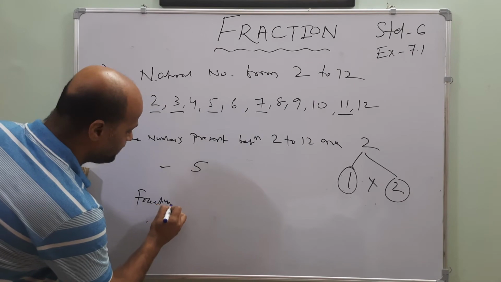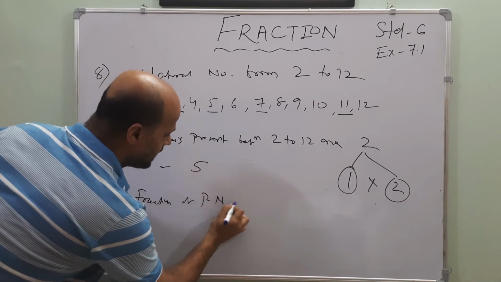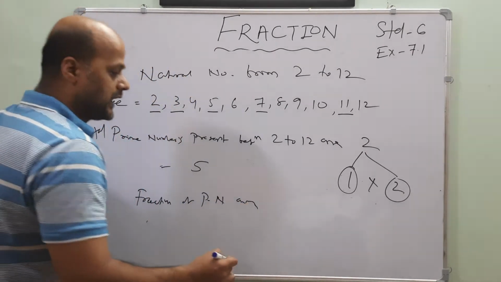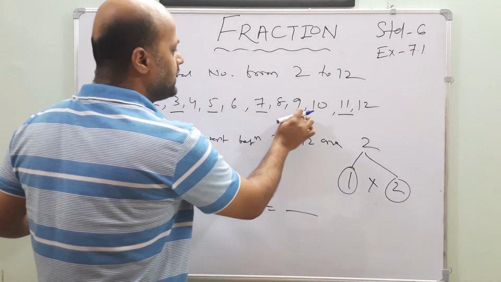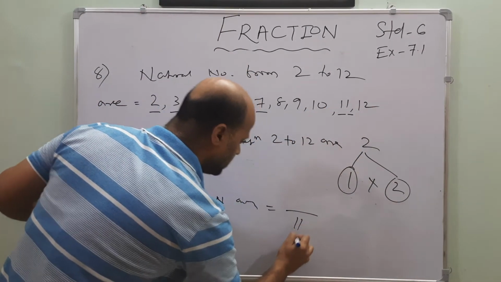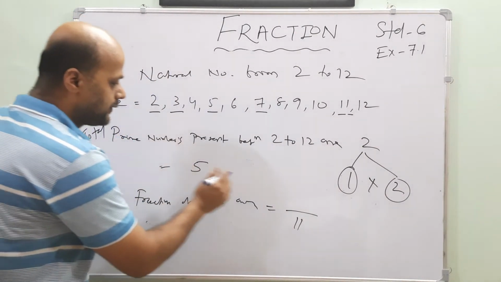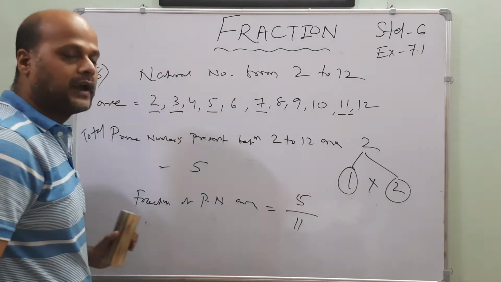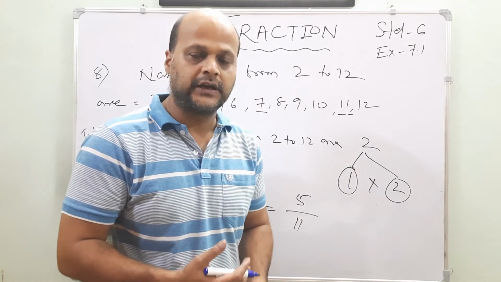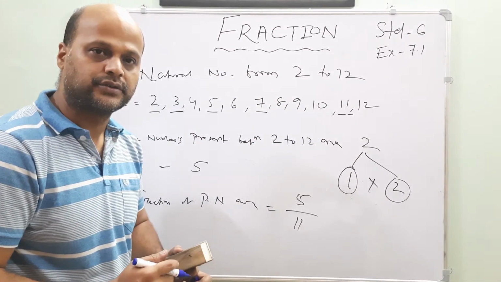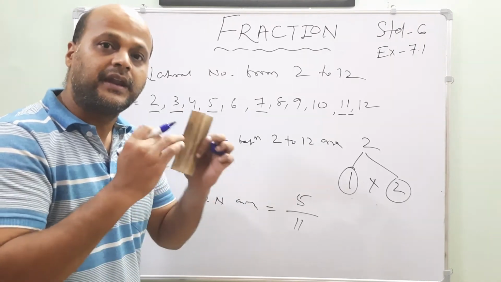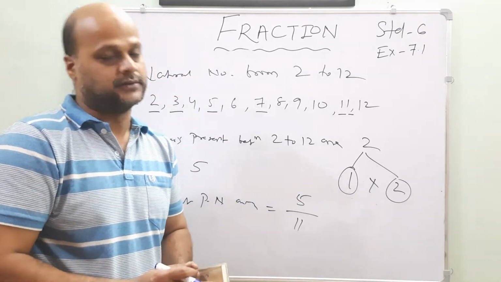Fraction of prime numbers are, so total how many are there? Writing down 1, 2, 3, 4, 5, 6, 7, 8, 9, 10, 11. Right here 11. How many of them are prime? 5. So the fraction is 5 by 11. In this manner, you have to solve the question step by step, my dear friends. Okay? Don't make any confusion in your mind. Okay, very good.